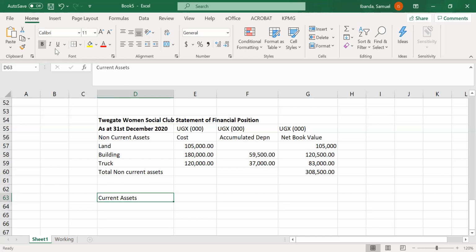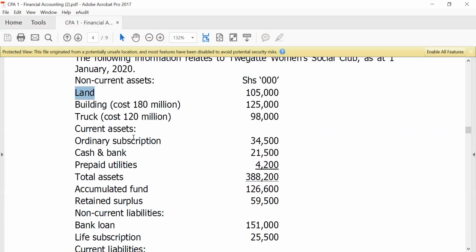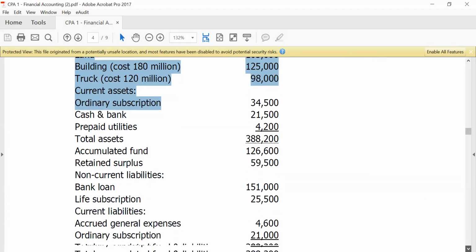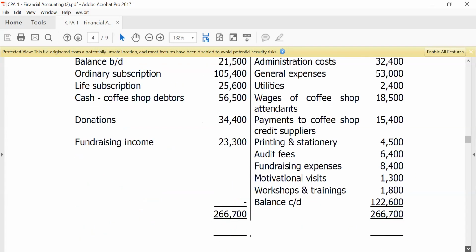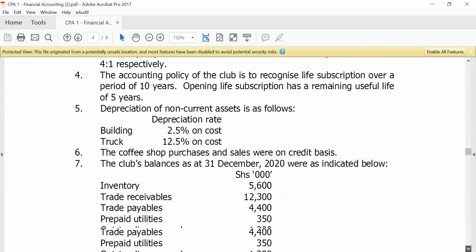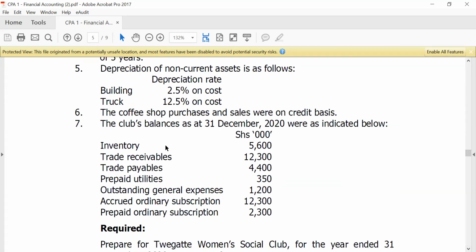After that, I'm going to look at my current assets. Current assets, how do I get the current assets? I again go and look at my closing balances. From the question, you should be able to get your closing balances. So your current assets are not in the opening balances. You find them in the closing balances, which they have given you. At the end of the year, they told us the club's balances were as follows. So you have inventory and trade receivables. These are current assets. So I'll just pick them here.